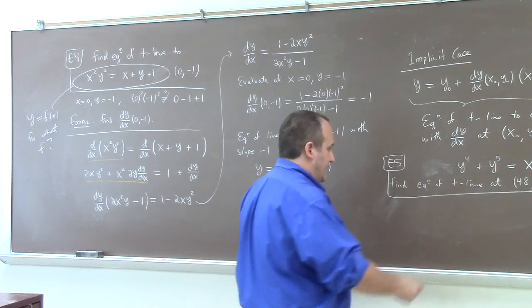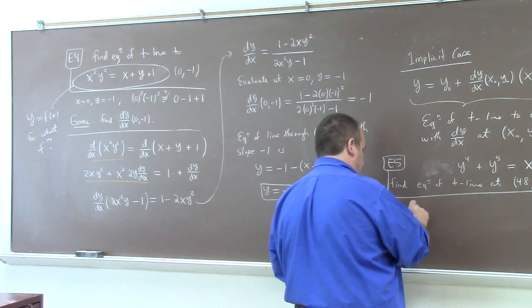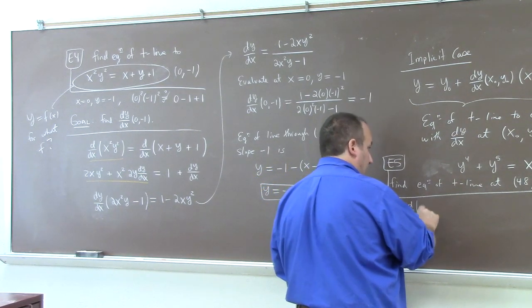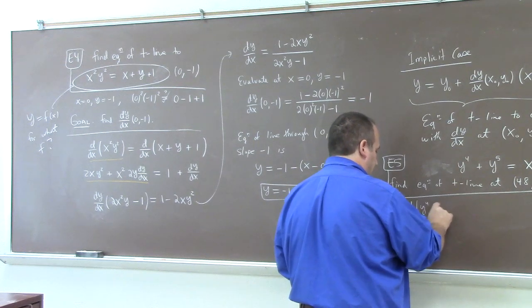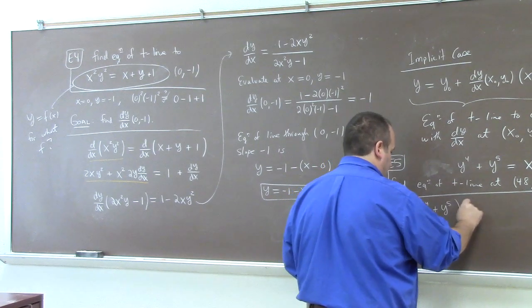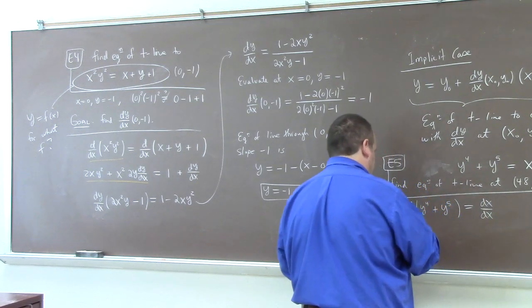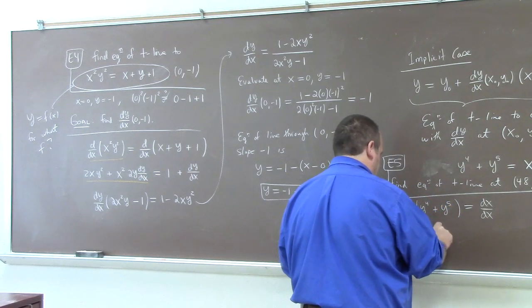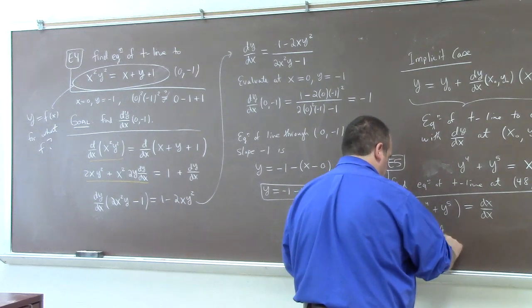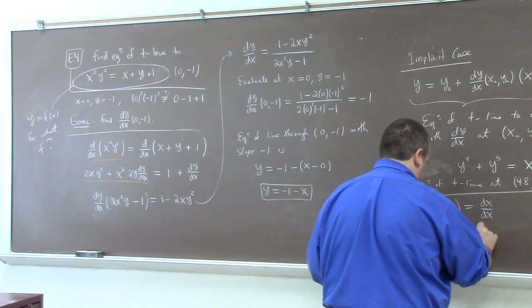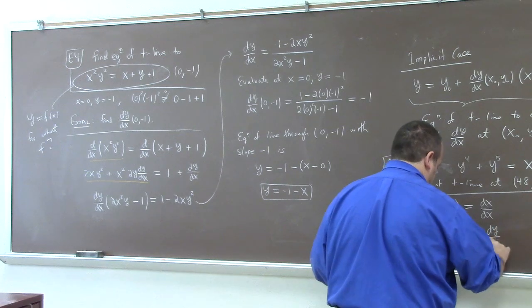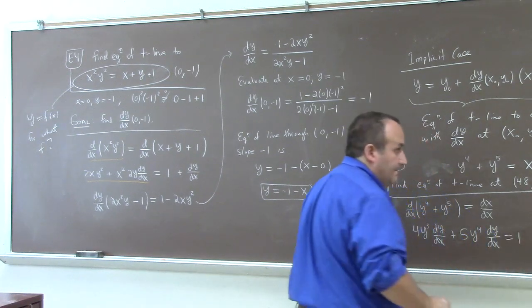All right, what's dy dx? We get d dx of y to the 4th plus y to the 5th equals dx dx, right? So this gives me 4y cubed dy dx plus 5y to the 4th dy dx equal to 1.